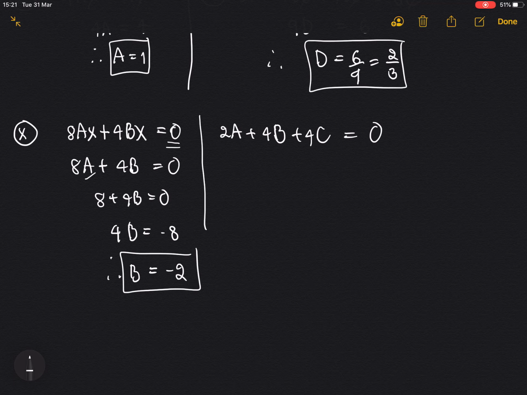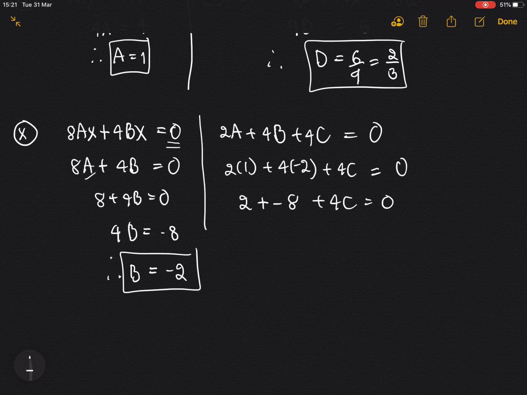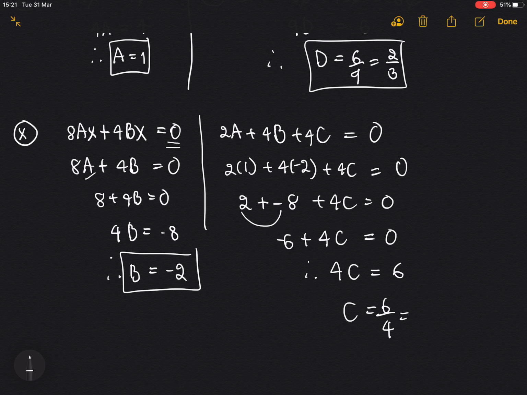And then the last one, you know that a is 1, we know that b is minus 2, and the only value that we don't know at the moment is c. Therefore we have to find the value of c, right? So 2 minus 8, that becomes minus 6, and then plus 4c equivalent to 0. Therefore your 4c is equivalent to 6, or in other words, c is equivalent to 6 by 4, or is it 3 by 2, right? So now you know the values for the four different constants, which are a, b, c, and d.